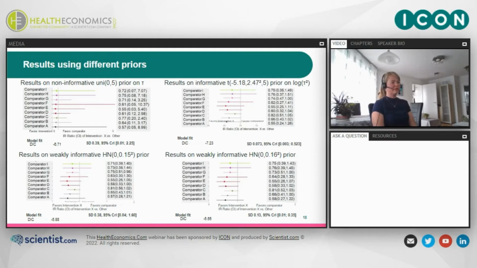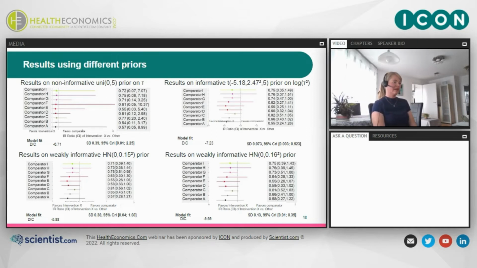From the literature, this would be an informative T prior, the upper credible interval bounds go down to 1.5, which is already much more realistic. And if we use a half normal prior with tau of 0.15, we can see the first time the decision reverses. So we can show for the comparison to comparator G that our intervention X is favorable over the comparator G because the 1 is no longer covered by the credible interval.